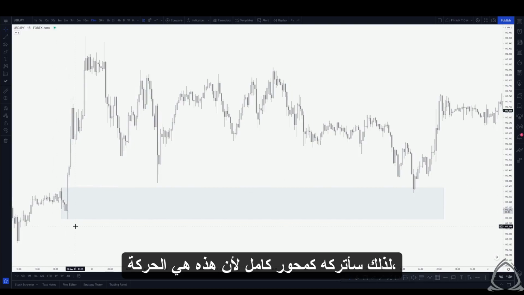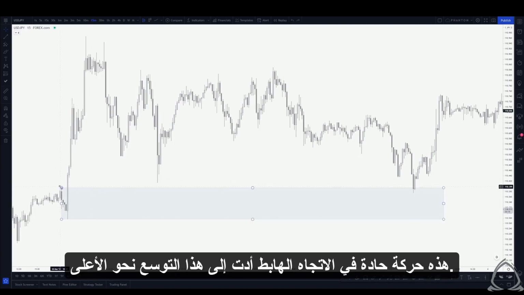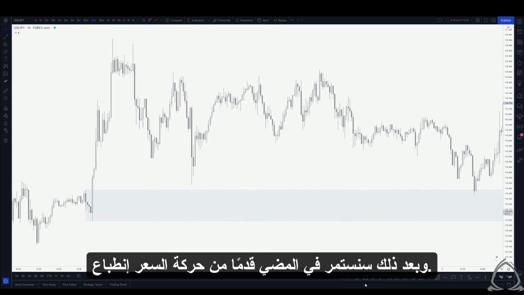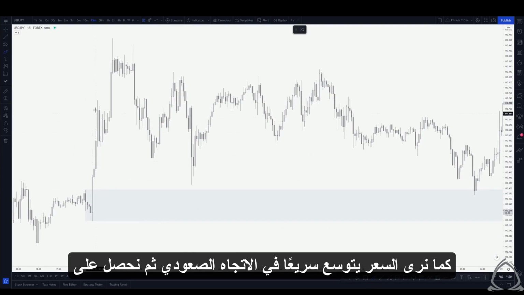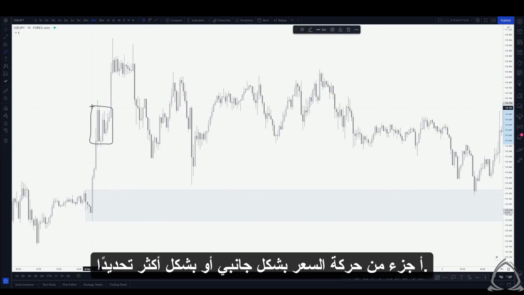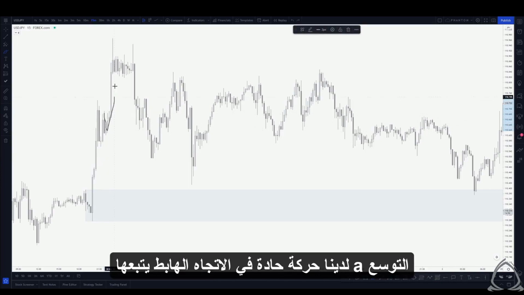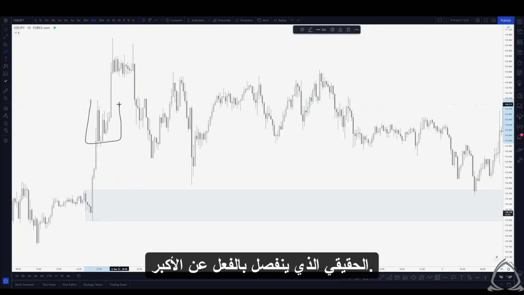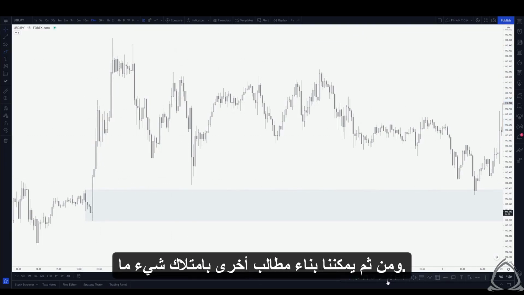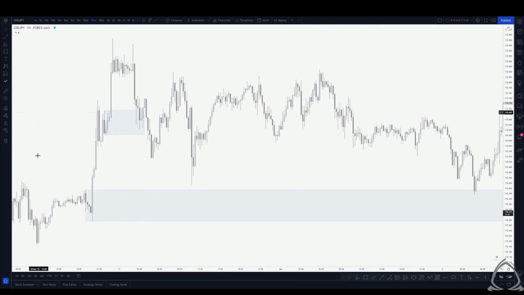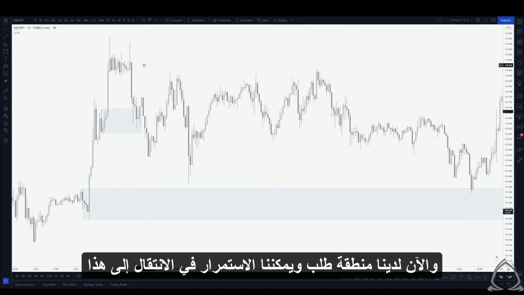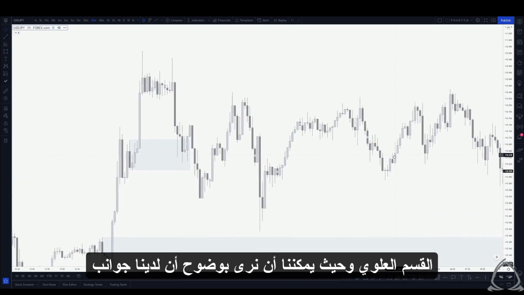I'm going to leave it as the entire pivot, as this is the move, this sharp move to the downside that created that expansion to the upside. And then we'll just keep moving forward from a price action perspective. So as we can see, price rapidly expands to the upside, and then we get a sideways bit of price action, or more specifically, we have a sharp move to the downside followed by a true expansion that actually breaks out of the larger range. So from that, we can build another demand zone, something just like this.